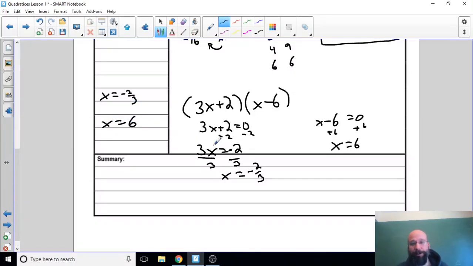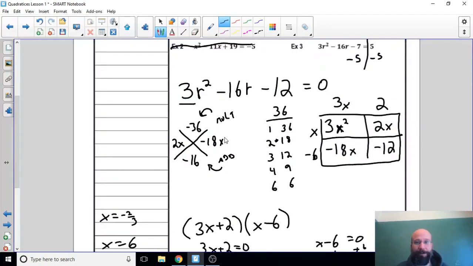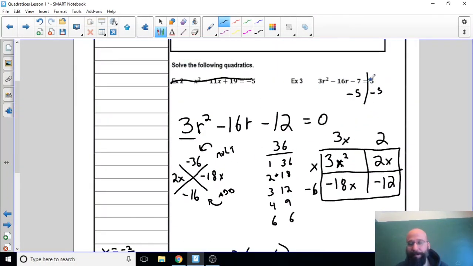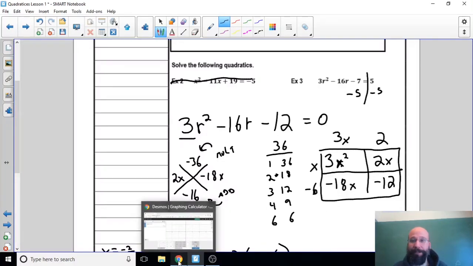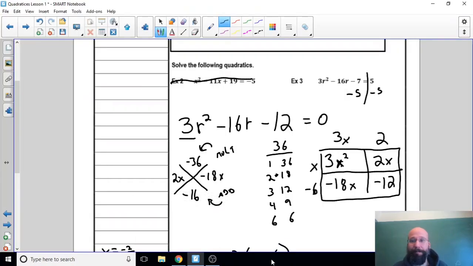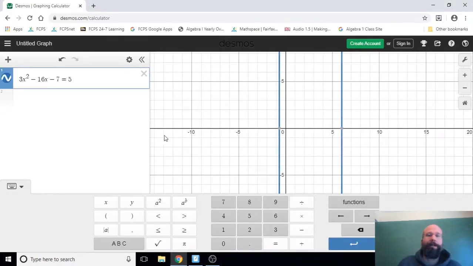So let's check Desmos and see if we're right. I'm going to put in the original problem, this problem, in Desmos. Just also remember, when you're using Desmos, it can't be an r, it has to be an x. So I'm going to put in 3x squared minus 16x minus 7 equals 5. Alright, I put the quadratic in. I look at my zeros and I have negative 0.667 and 6.